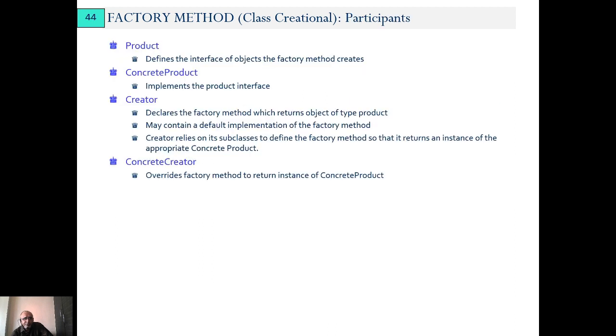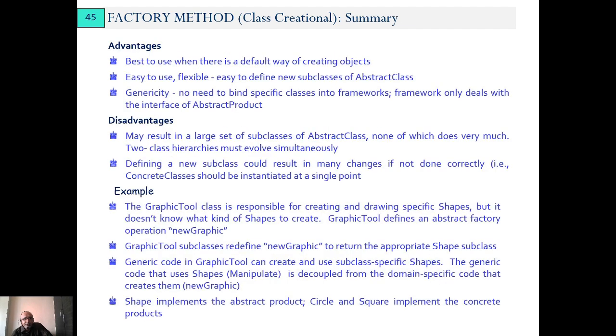So the participants are the product, which defines the interface of the objects; the concrete product, which implements the product interface, that is the demand being raised; the creator, which creates or returns the object of the type demanded by the product; and the concrete creator, which is overriding the factory method, and method level controls are being applied over here.